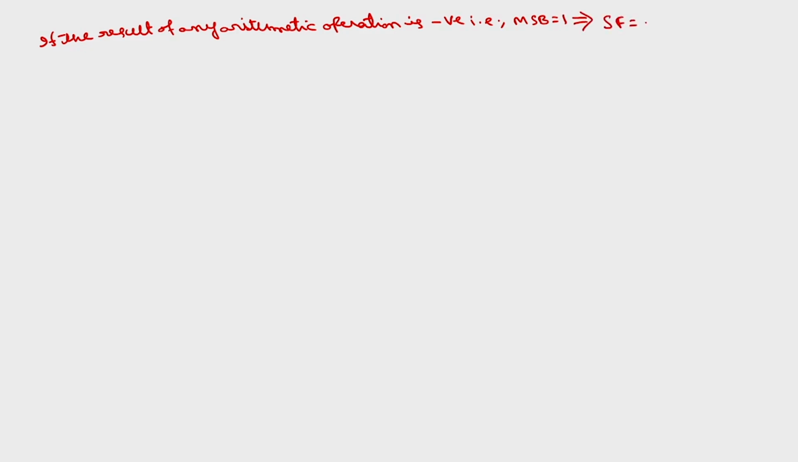So, the condition for the sign flag to be set is, if the result of any arithmetic operation is negative, that is MSB is 1, whether the number is an 8 bit number or a 16 bit number, it implies the sign flag is set, otherwise the sign flag is reset.